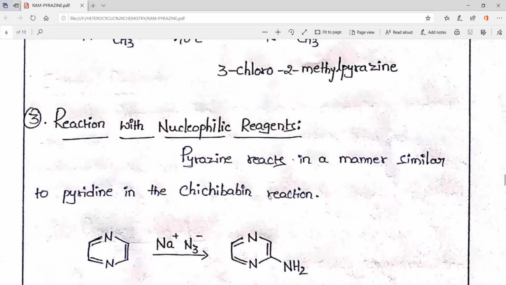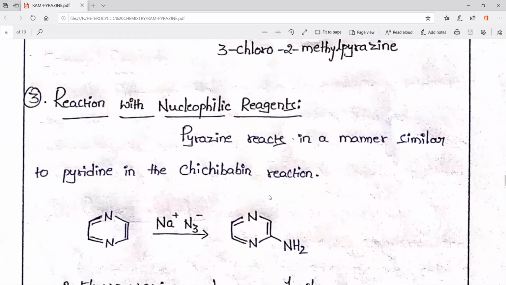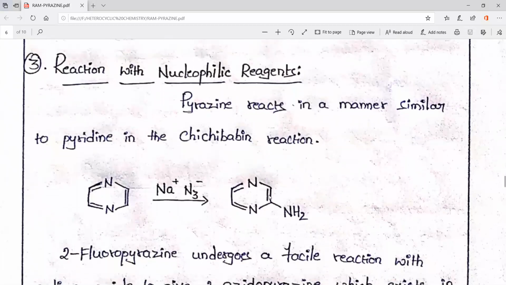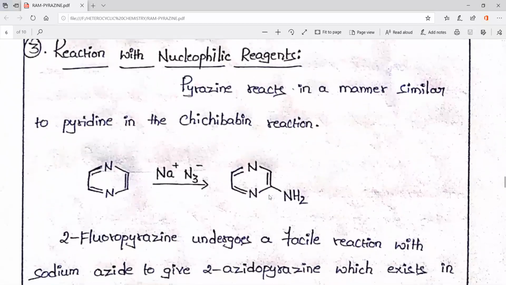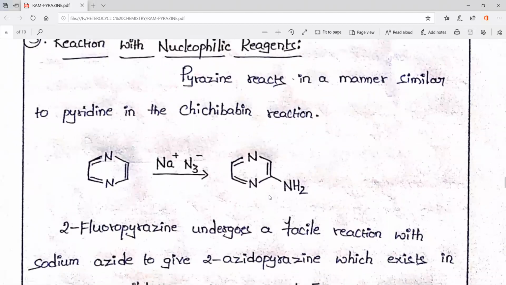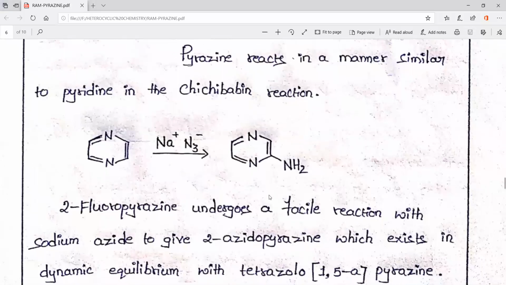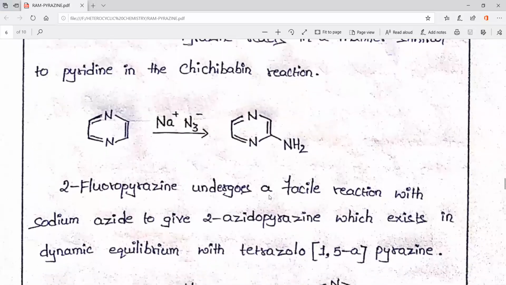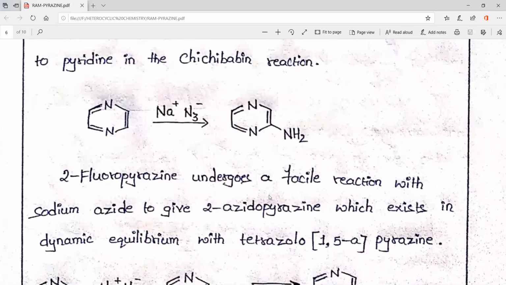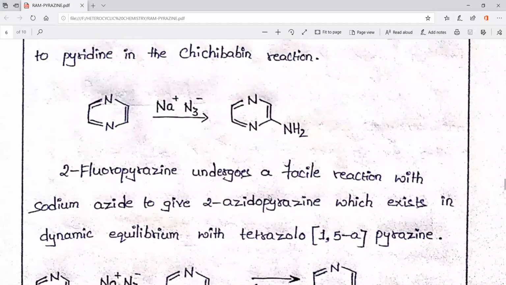So reaction with nucleophilic reagents. So pyrazine ring is electron deficient. So pyrazine reacts in a manner similar to pyridine in the Chichibabin reaction. So pyrazine on treatment with sodium amide forms 2-amino-pyrazine.